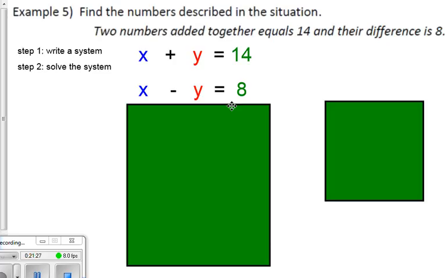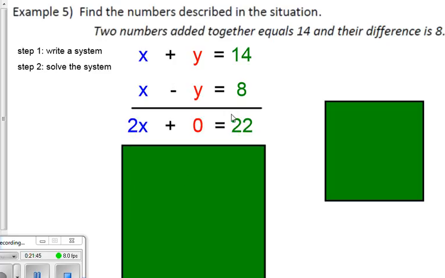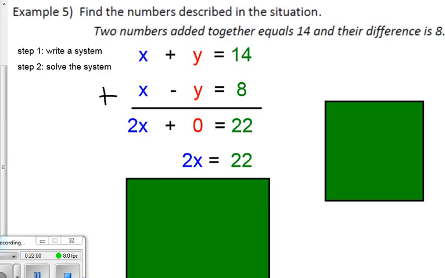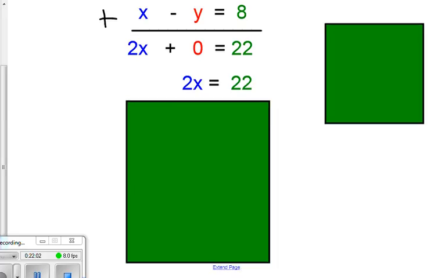Now, normally I might need to work my way through and do some substitution or work with multiplying things around, but this one is already written so that I have y and y, one being positive, one being negative. So I can just add my equations together. X plus x is 2x. Positive y plus negative y is 0y, or just 0. 14 plus 8 is 22. So I have the equation 2x equals 22.